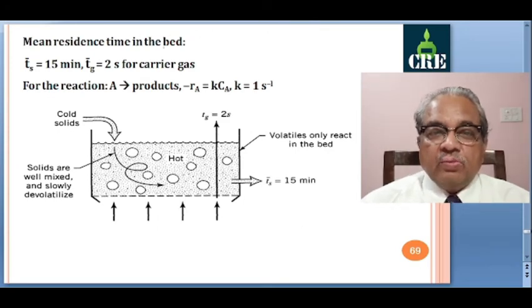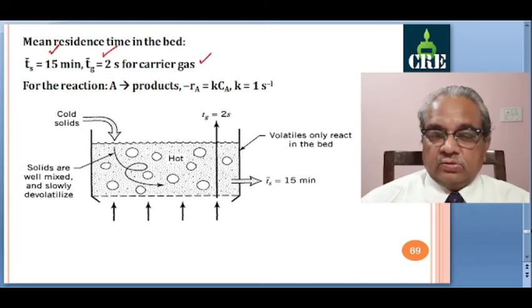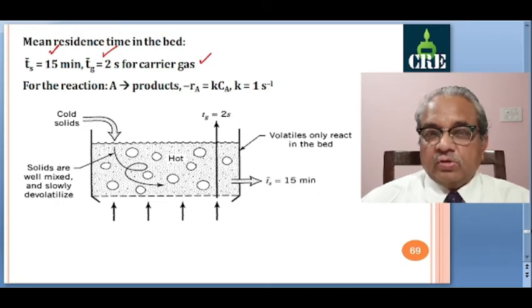So the mean residence time in the bed, Ts bar, is 15 minutes for solids. For gas, Tg bar, it is 2 seconds for the carrier gas. So we are not concerned with the gases released from the solids while they heat up. That volume is very small compared to the carrier gas, so we'll concentrate on this. The reaction is A gives products. The rate equation is minus Ra equals k Ca, and k is 1 second inverse, so the first order rate constant is 1.